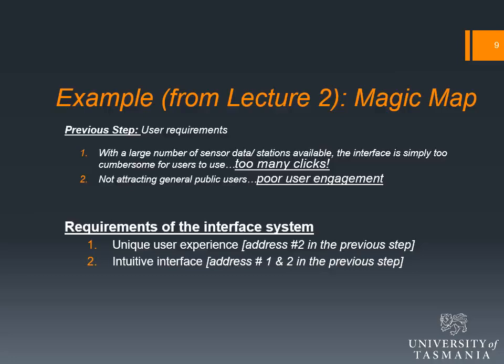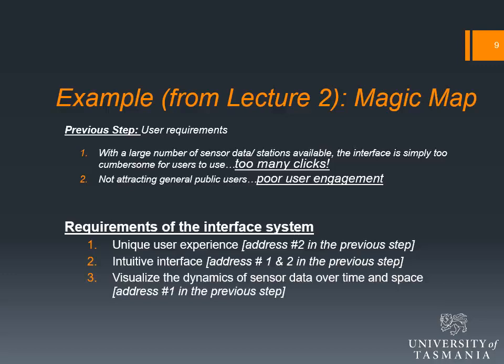The second one is intuitive interface design. This addresses both of them. So this one would be easy to use. That means it could optimize some of the button clicks, and in turn it could also generate improved user engagement. So this one is somewhat of a gray area. It addresses both of the user requirement problems.